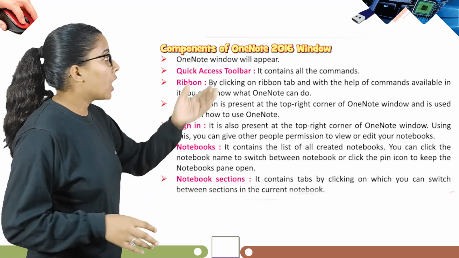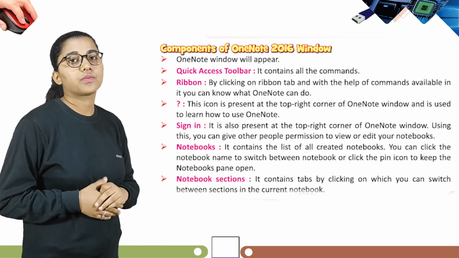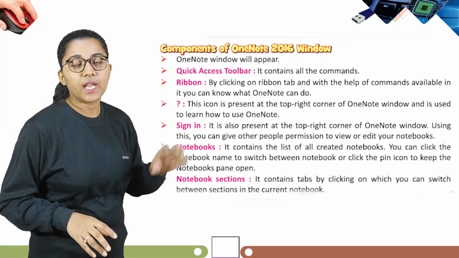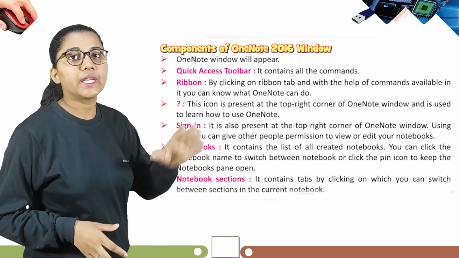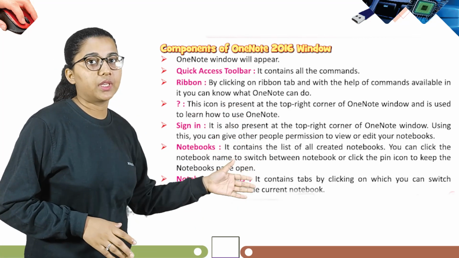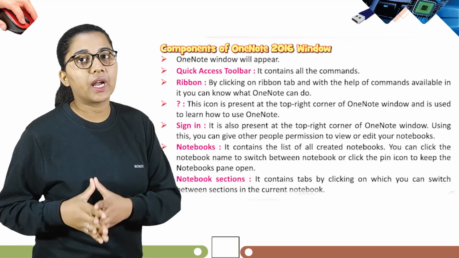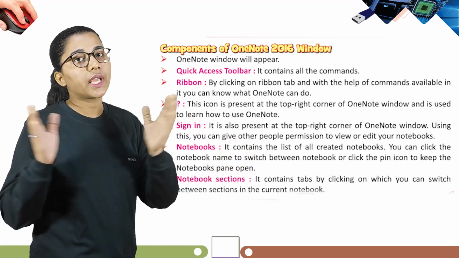Now students, let's start our new topic, that is components of OneNote 2016 Windows. What are the components of OneNote? Let's discuss it. First we have the quick access toolbar. It contains all the commands. Then we have the ribbon. By clicking on a ribbon tab and with the help of commands available in it, you can know what OneNote can do.